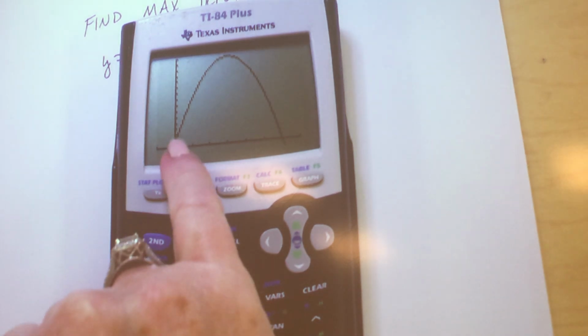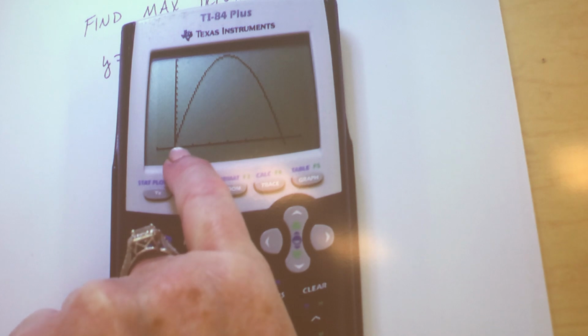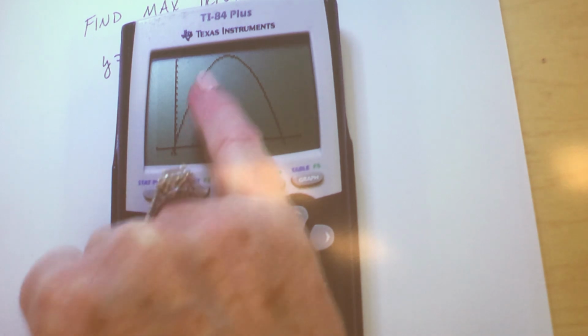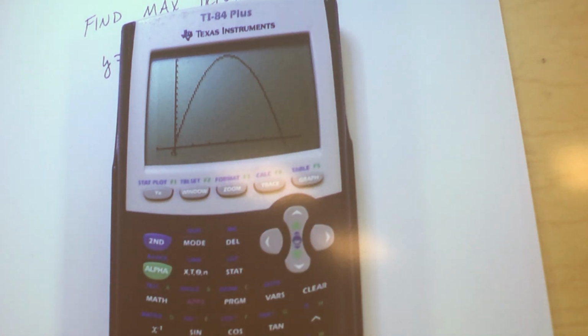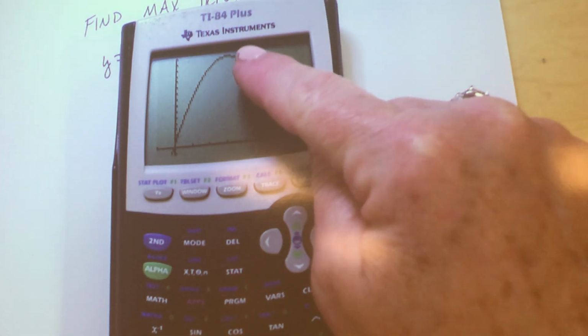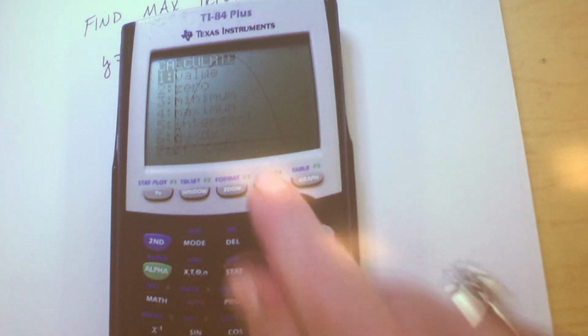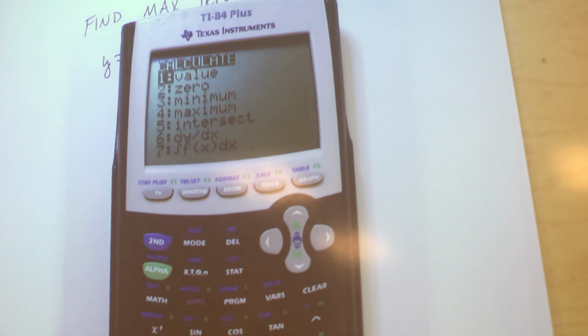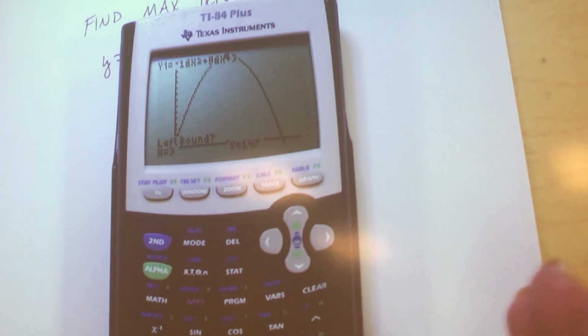All right, notice that it starts right here at 3. That's really where my problem starts. It goes up and it comes back down. I could find this point right here, this vertex, by going second and calculate and choosing what? A maximum. Number 4.